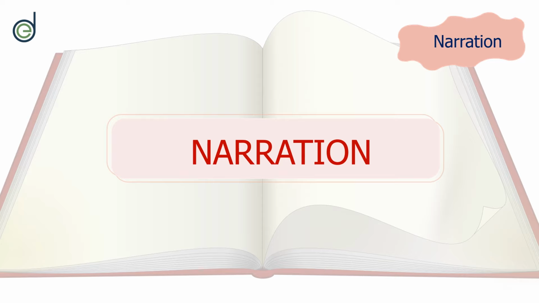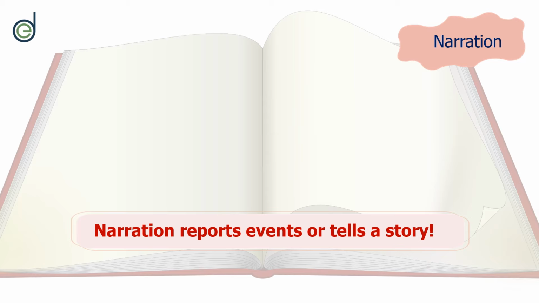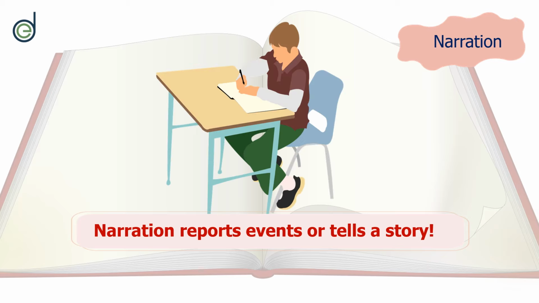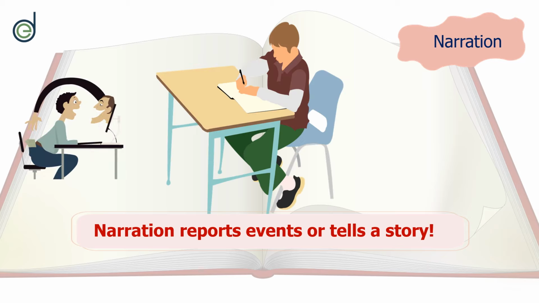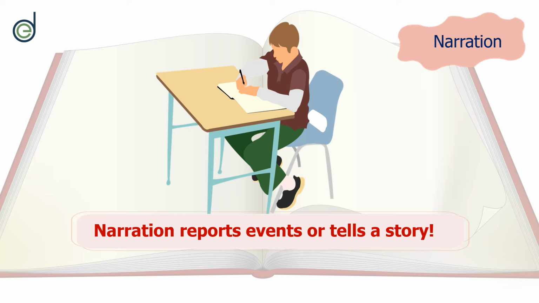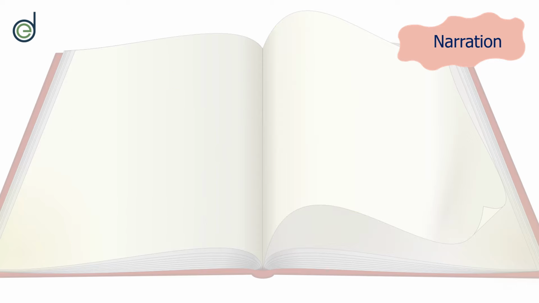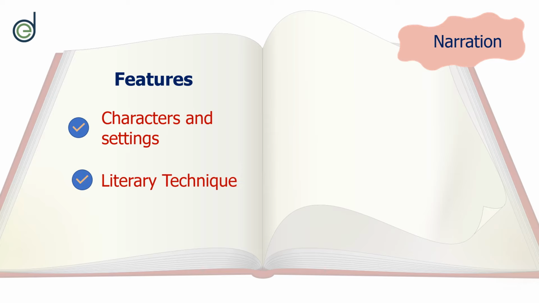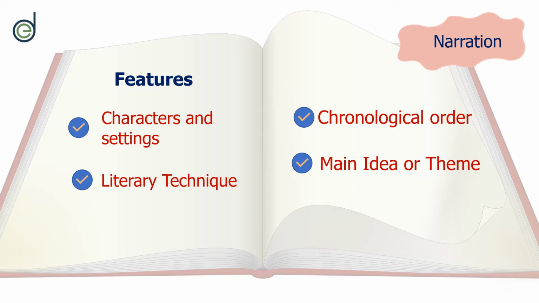The type of writing used by James is called narration. Narration reports events or tells a story. It can simply be referred to as telling a story in writing around a central point like an incident, event, or a person. It also can either be a fiction, that is, the character and events never existed, or non-fiction, that is, a story of real events. Narrations have the following features. They are characters and settings, literary techniques, chronological order, and then, the main idea or theme.